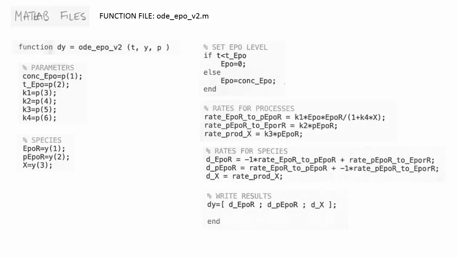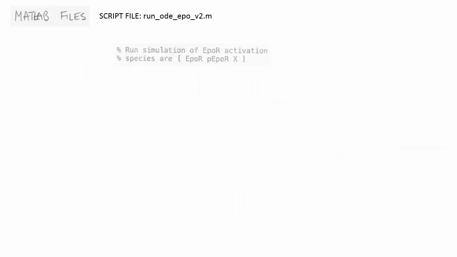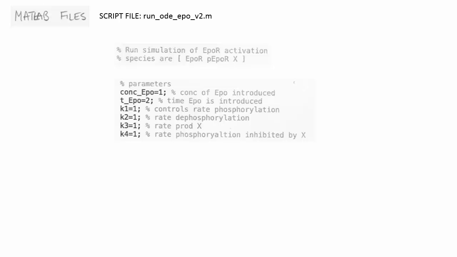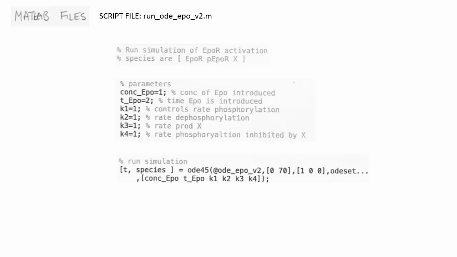Okay, so that's our modified function file. Our modified script file looks like this. So we have 2 extra rates that we have to have values for, K3 and K4. Again, to start with, I'm just going to set those to the value of 1. And we run the simulation in the same way.